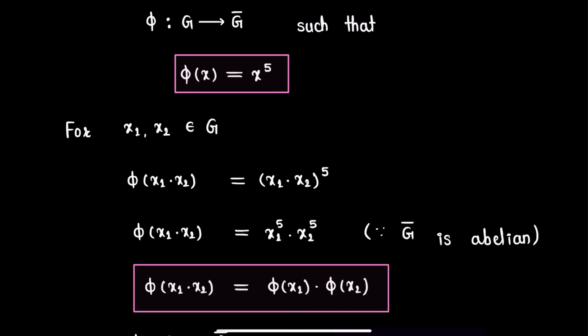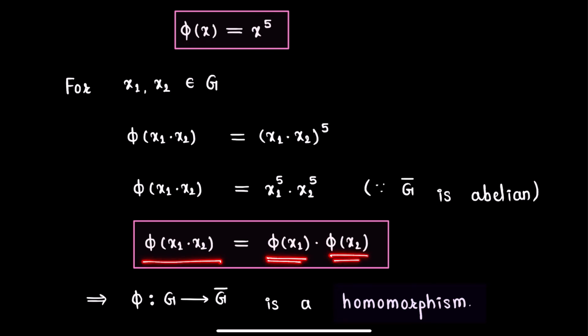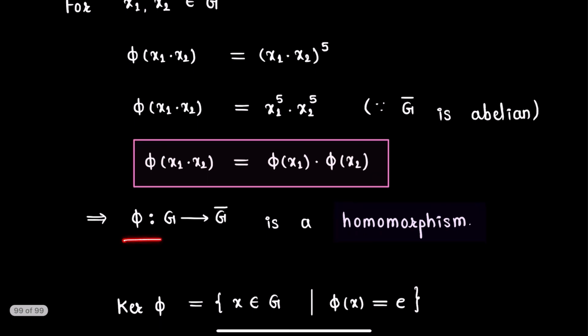And we know that since G bar is abelian, therefore x1 dot x2 to the power 5 will be equal to x1 to the power 5 dot x2 to the power 5. This is the property of an abelian group. And therefore, we get phi of x1 dot x2 will be equal to phi of x1 dot phi of x2, since phi of x1 is x1 to the power 5 and phi of x2 is x2 to the power 5. And therefore, the map phi from group G to group G bar is a homomorphism.